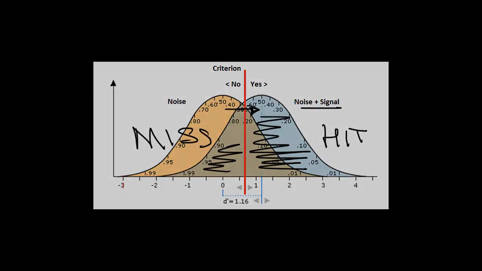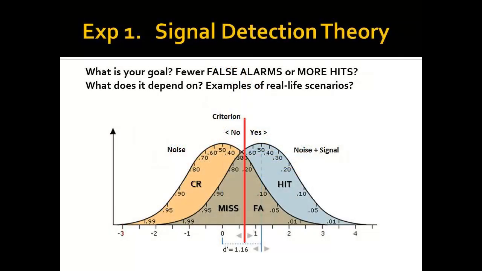So, the million-dollar question now is, of course, how do people set their criterion? And what makes them set it high and what makes them set it low? Well, that kind of depends on the outcome you want to achieve. So some people will want to maximize the number of hits. Others want to minimize the number of false alarms.